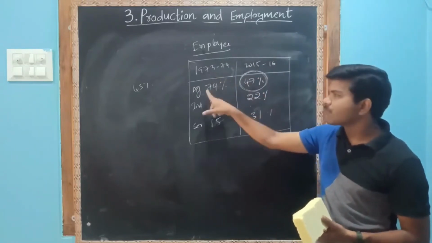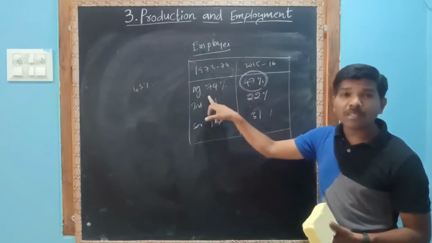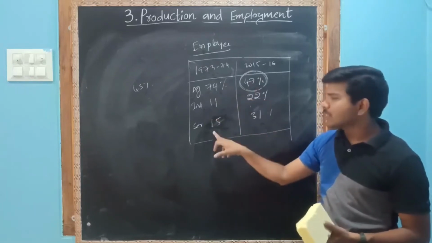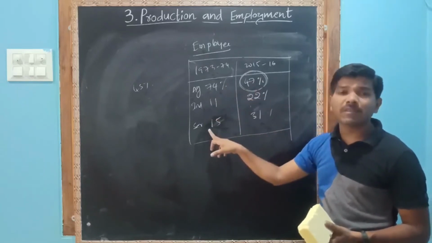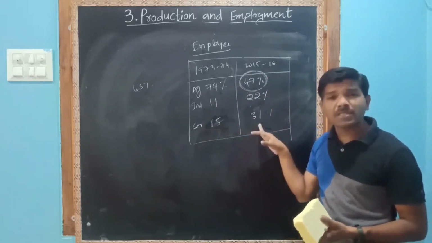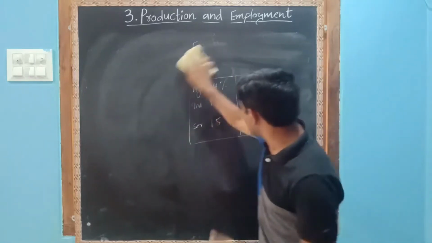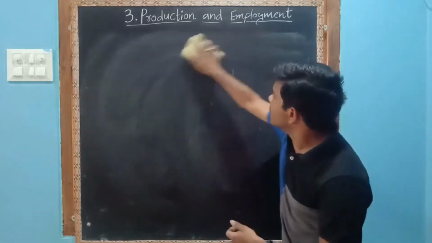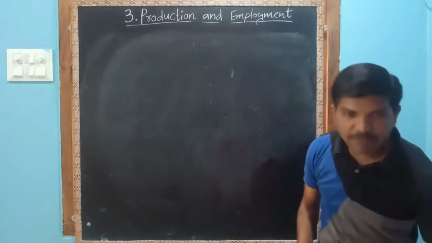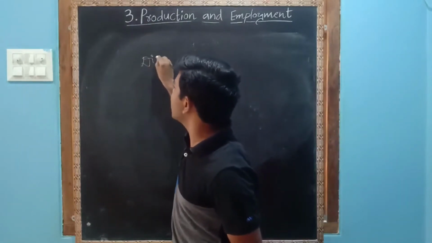1973-74 estimations: agriculture 74, now became 47. Employees, 74% of the people depended upon agriculture once upon a time, but now 47%. Once upon a time 15% depended upon the service sector, but now 31%. Industries 22, service sector 31. Let us discuss disguised unemployment.